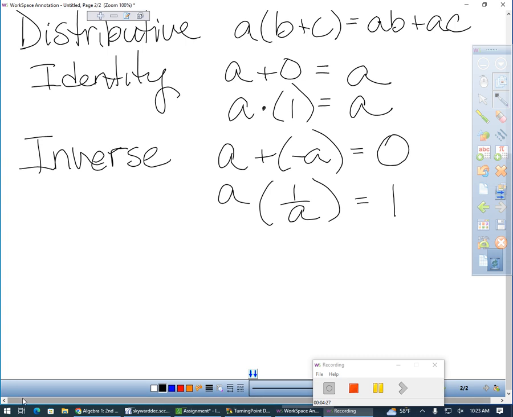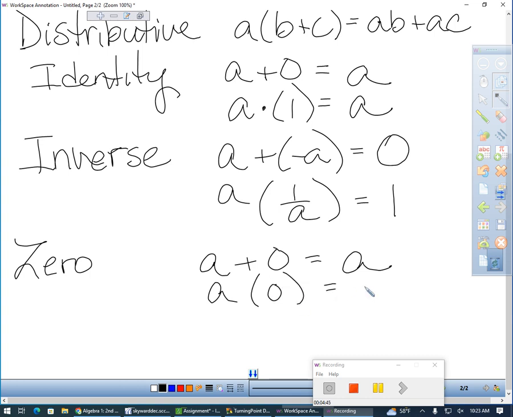The last one is the easiest one of all. It's the zero property. The zero property is if I have A plus 0, I get A. If I have A times 0, I get 0. So you're always getting 0. Hold up, but that's the same thing as the identity. Yeah. Pretty much. They use it more in multiplication, but that's what it is. It's just that you're either adding 0 or multiplying by 0. It's the same.